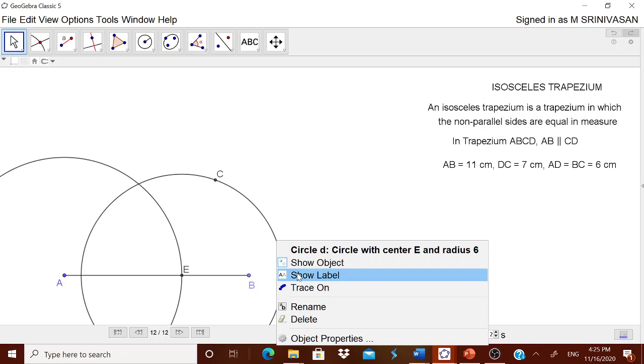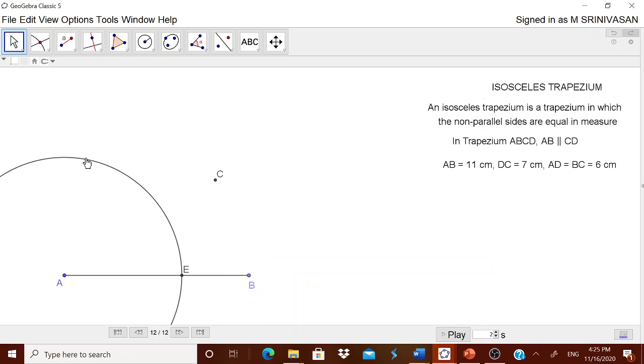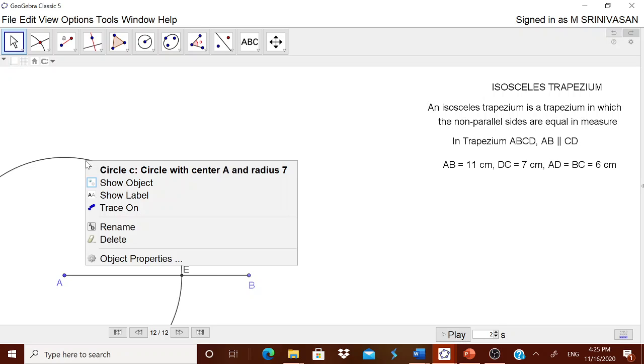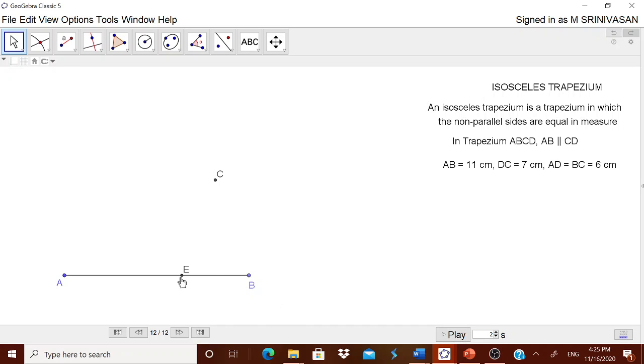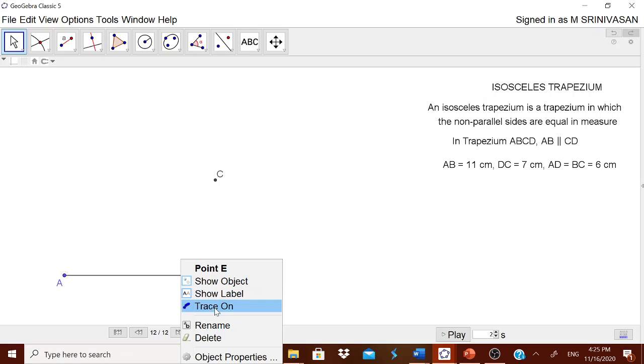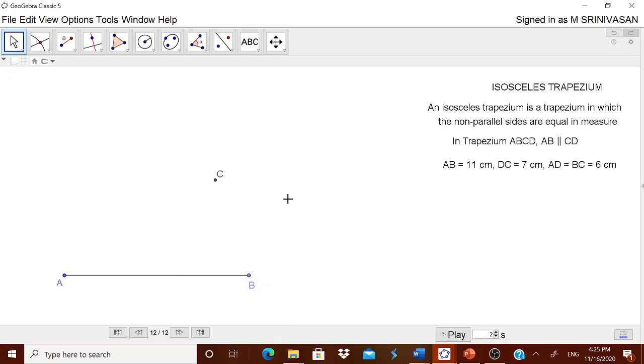Right click it and show the object. After the job is over, you can hide it. If you want, you can bring it back. This E also I don't want, so I am hiding it. Okay. Well, now it is given that AD is equal to 6 centimeter and DC is equal to 7 centimeter. Well, let us go for it now.